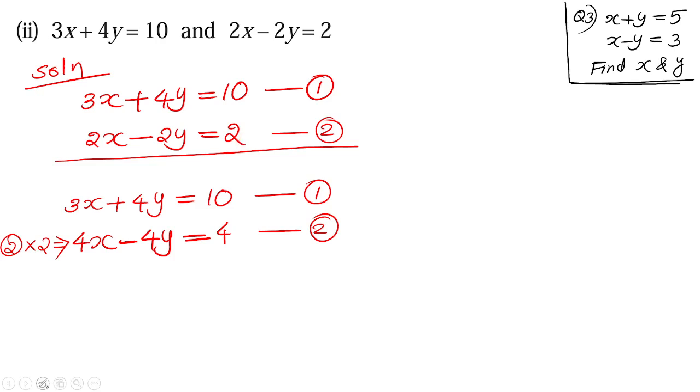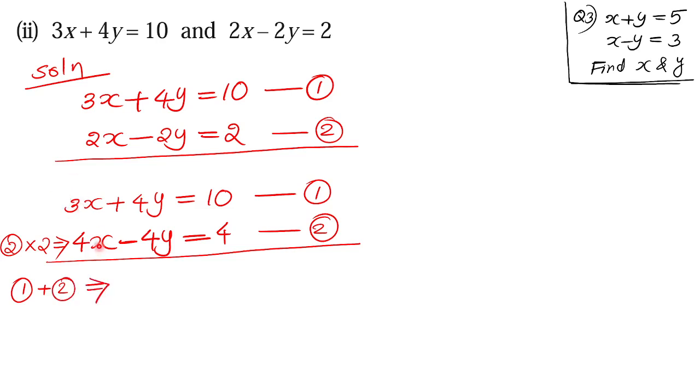Okay, I got it. Now look at these two equations. You can see that the 4y terms are the same, and we can eliminate them by adding, not by subtraction, by adding. 4y plus minus 4y cancel, correct? So I am going to add 1 and 2.